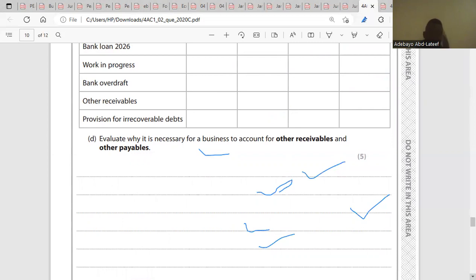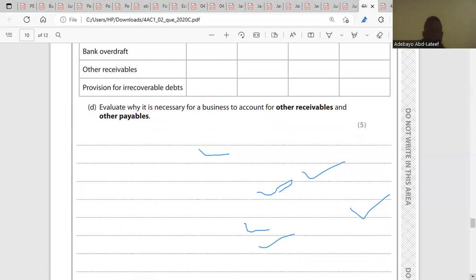D. Here they said, evaluate why it is necessary for a business to account for other receivables and other payables. But before we go into this, what are other payables? Other payables are the amounts owed to the suppliers. The amount you are supposed to pay your suppliers, your credit suppliers. Do you understand what other payables are now?